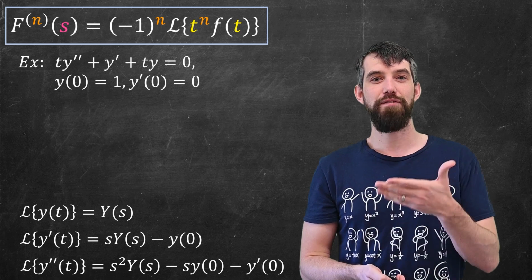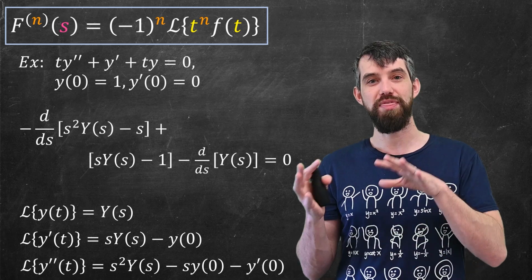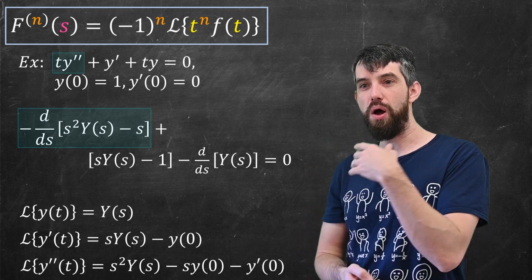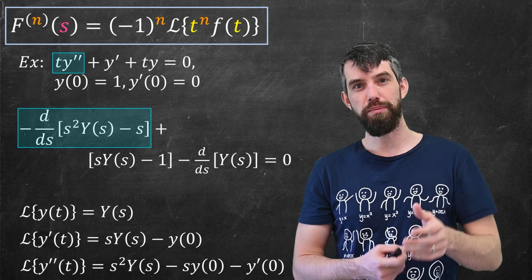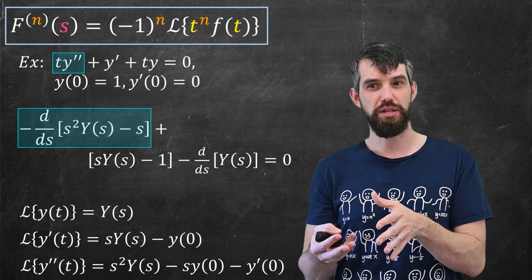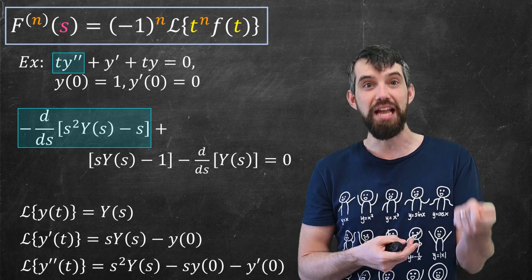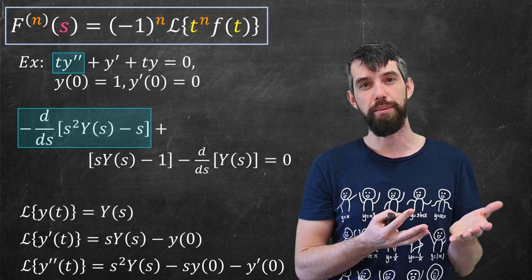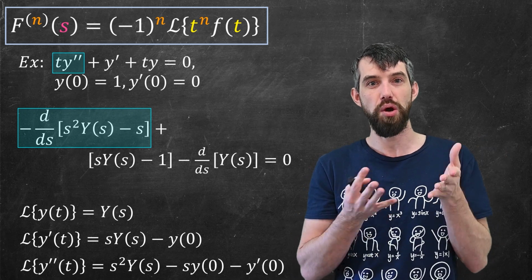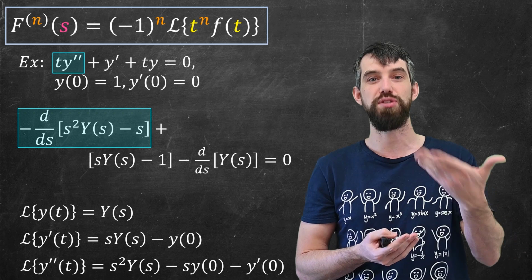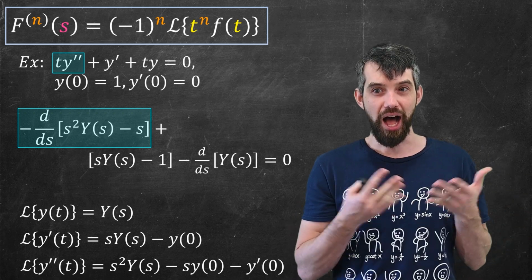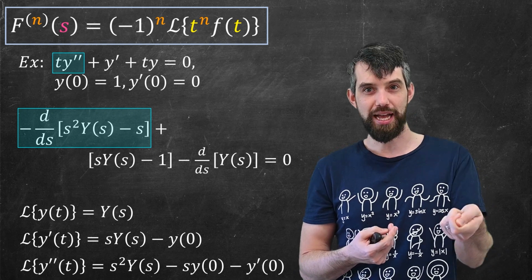Okay, so then if I want to plug that into my formula, I'm going to get this long, messy expression. Let me explain. I'm going to first focus in on the t y double prime term. The multiplication by t at the front, when we take the Laplace transform, is going to result in a negative derivative according to my formula. And then y double prime is this expression that I plugged in. The only difference is I'm going to substitute in that y of 0 is 1 and y prime of 0 is 0, and that's why I get the negative derivative with respect to s of s squared Y of s minus s.